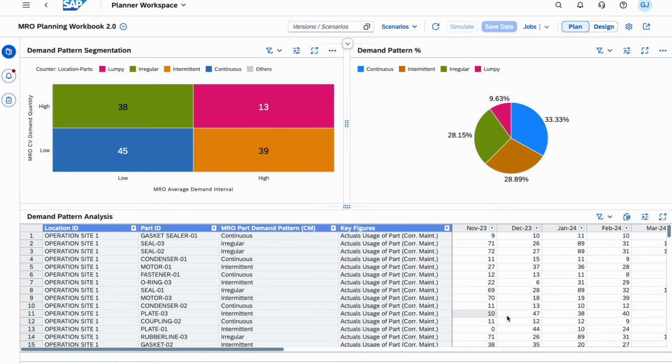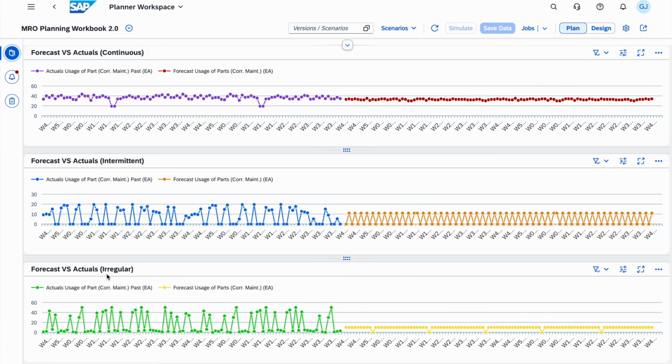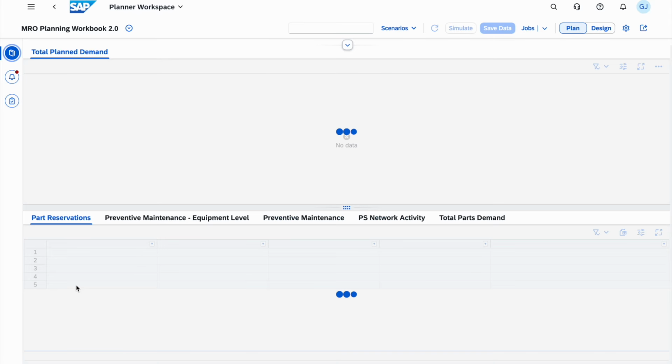SAP IBP runs multiple predictive algorithms and automatically selects the most accurate based on forecast error. Continuous, intermittent, and irregular patterns can be forecast statistically. Lumpy demand requires different techniques, like reorder models or risk-based policies. This drives better service levels with fewer stockouts and less excess.